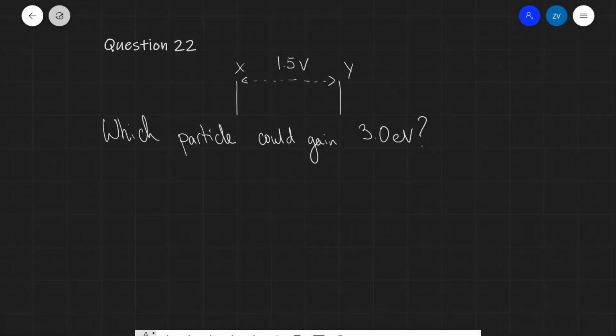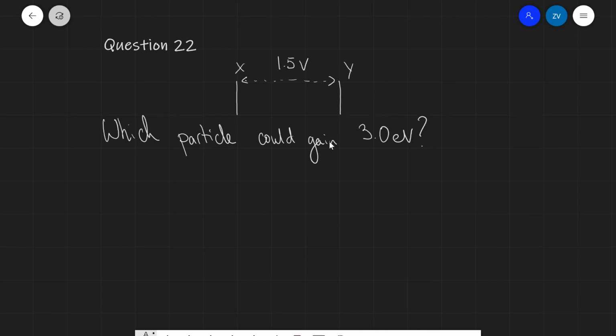Now the next question, question 22, is all about the definition of an electron volt. Remember, 1 electron volt is defined by the energy gained by an electron once it passes through a region of 1 volt. Therefore, if I had an electron moving between those two plates, it will gain 1.5 electron volts.